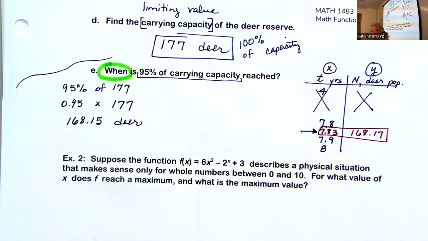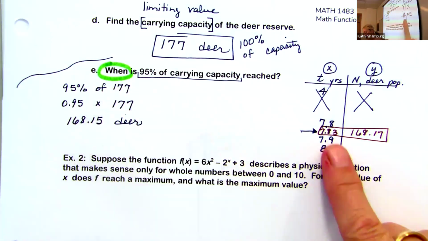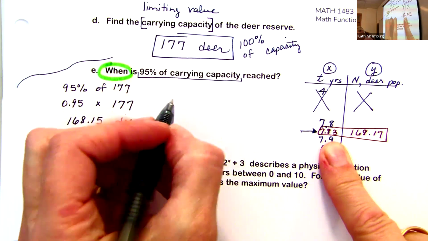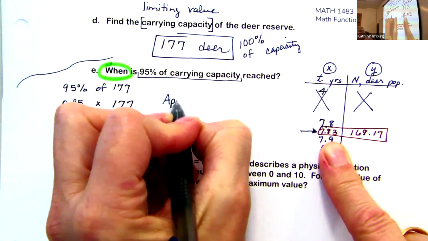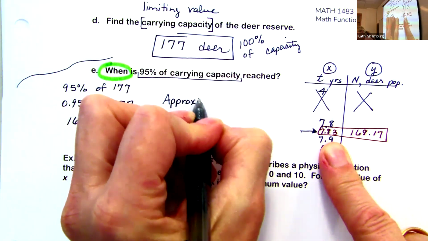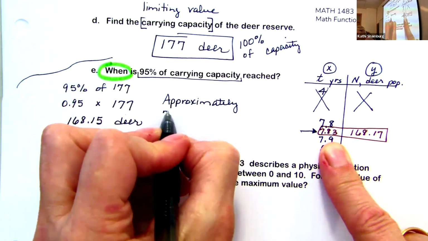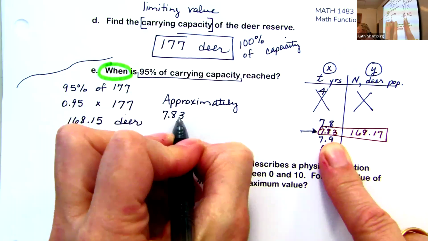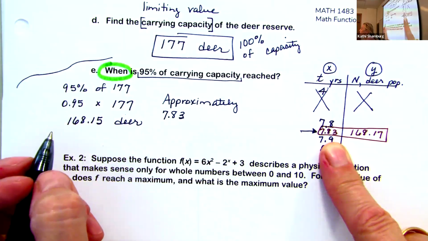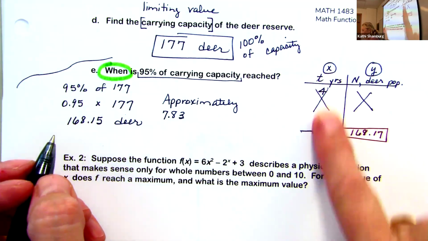So it says, when does this occur? I would say approximately, since we didn't get the exact number, 7.83 what? Years, because we're on the variable.